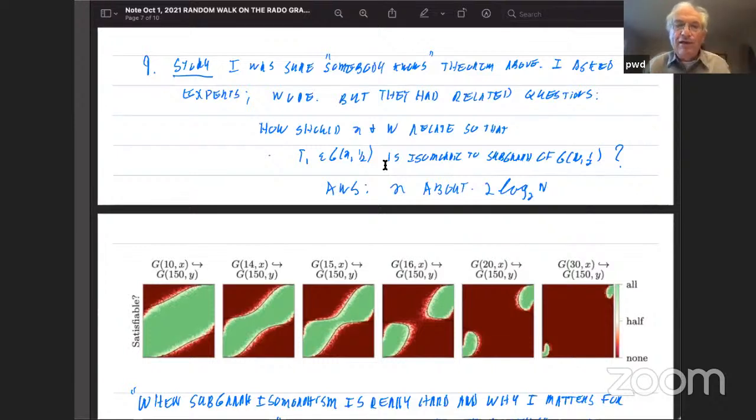Here's the related question. Suppose I have two different n's, little n and big n. How should they be related so that if I pick a little graph G1 in G(n, 1/2), which I'd call the target graph, you can find a copy of it as an induced subgraph in G in G(N, 1/2)? And the answer, as I'll explain in a second, is about 2 log n.